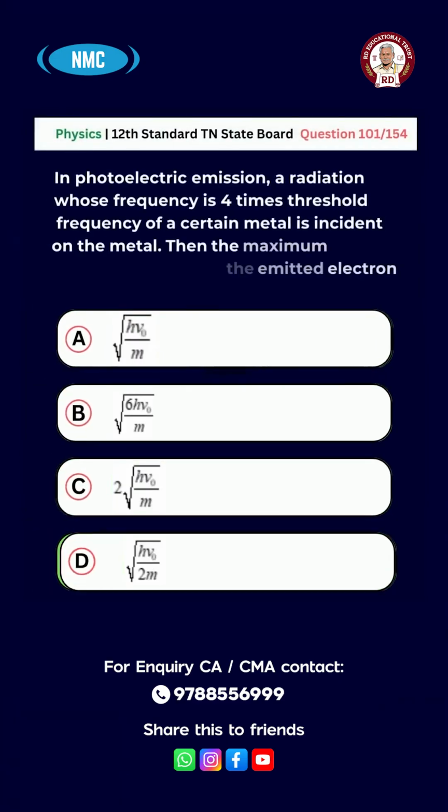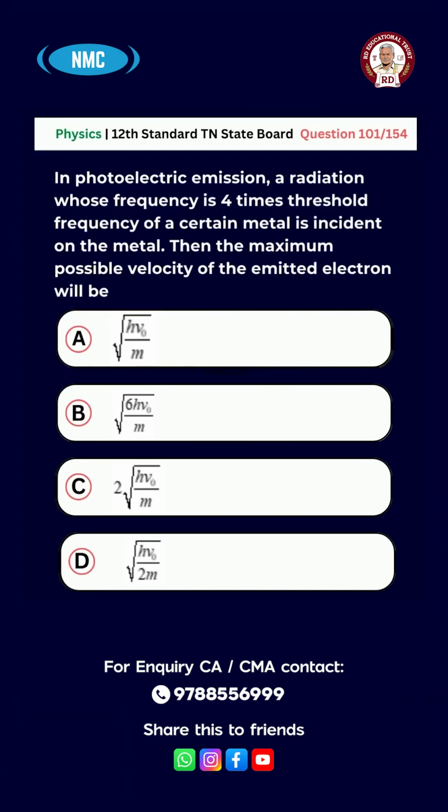Question number 101. In photoelectric emission, the radiation whose frequency is 4 times the threshold frequency of a certain metal is incident on a metal. Then the maximum possible velocity of the emitted electron will be: option A, root of hv0 by m; B, root of 6 hv0 by m; C, 2 into root of hv0 by m; D, root of hv0 by 2m. The right answer is option B, root of 6 hv0 by m.